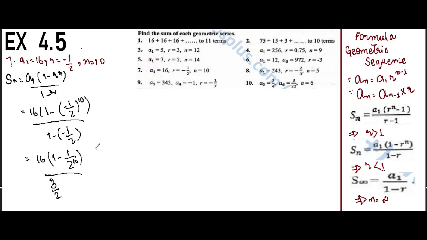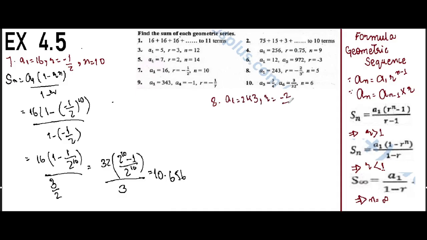Now this 2 comes over here and multiplies with 16, so it is equal to 32 into 2 raised to the power 10 minus 1, whole divided by 2 raised to the power 10, and whole divided by 3. So it is equal to 10.656, which is the answer of question number 7. Now we are going to solve question number 8 over here. A1 is equal to 243, R is equal to minus 2 by 3, and N is equal to 5.